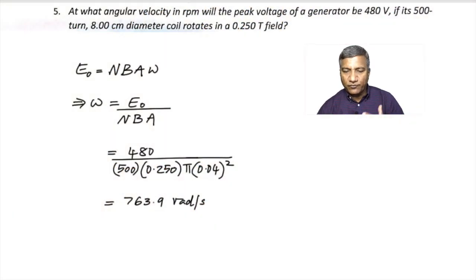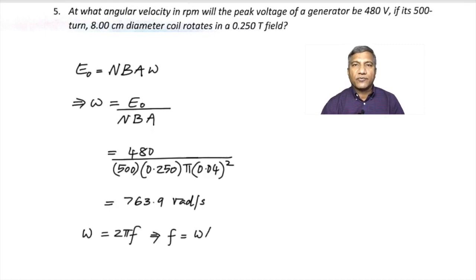Now, if you want to find out the angular velocity in RPM, then first we have to find the angular velocity in rotations per second and then multiply with 60. And remember that omega is 2 pi times f. So omega is 2 pi times the frequency. We're trying to find the frequency here.